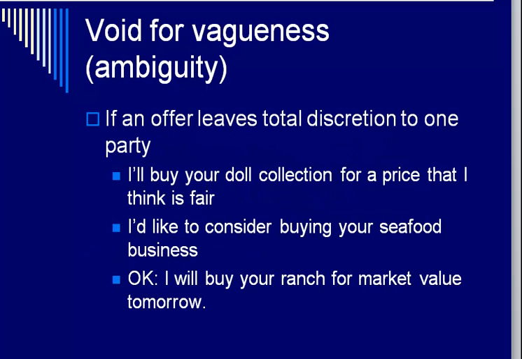If something is really ambiguous and it's actually too vague, an example of that would be an offer leaving total discretion to one party. For example, I'll buy your doll collection for a price that I think is fair, or I'd like to consider buying your seafood business. Those two are void for vagueness as too ambiguous. However, I will buy your ranch for market value tomorrow is objectively determinable and so therefore is sufficient and is not void for vagueness.